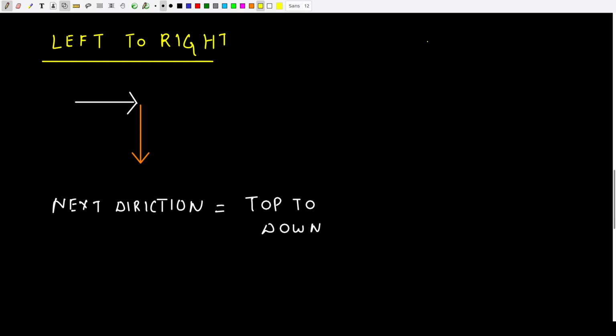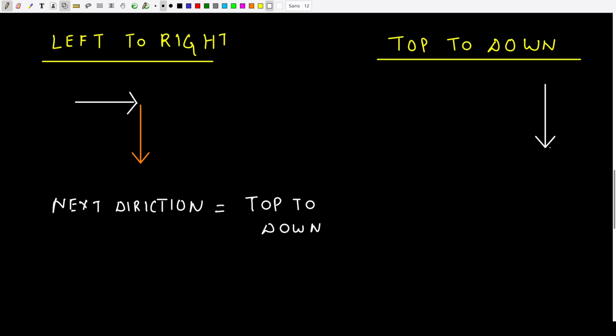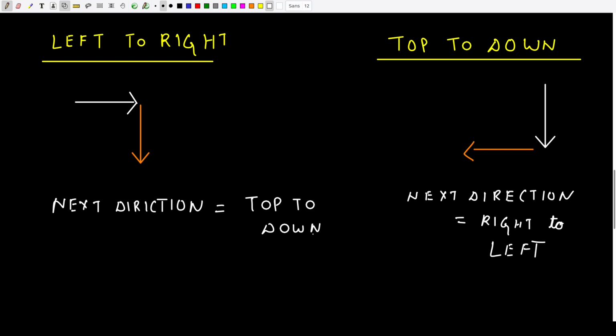Similarly, if our current direction is top to down, and if we take a right from this direction, then the next direction will be this direction, which is right to left. So let me write down. Our next direction will be right to left. Similarly, let us discuss the other two directions also.